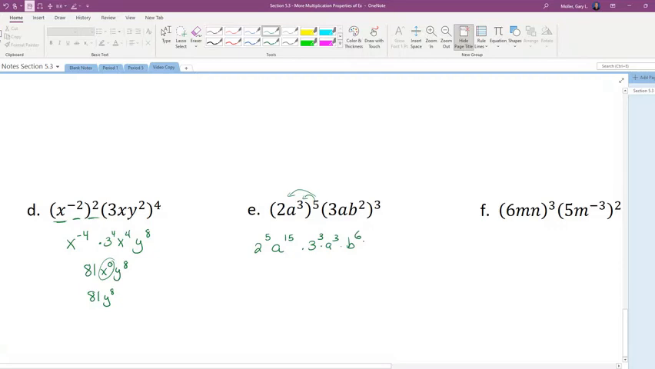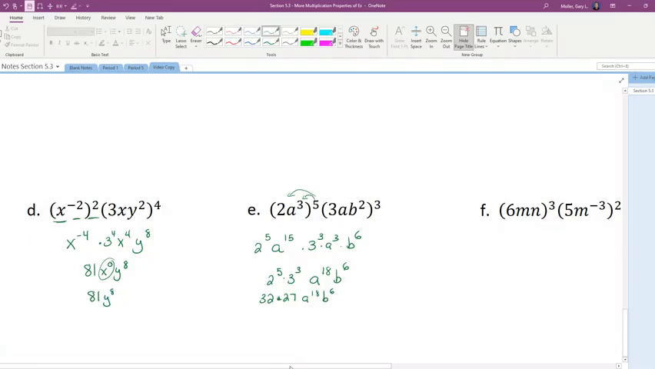All right. So I have 18 A's. I have 6 B's. And then I have 2's and 3's. Well, I don't want to leave the answer like this because that does not feel very simplified to me. So at the very least, I should figure out that 2 to the 5th, count on your fingers, is 32. 3 cubed is 3 times 3 is 9, times 3 is 27. So this problem really just says 32 times 27, a to the 18th, b to the 6th.